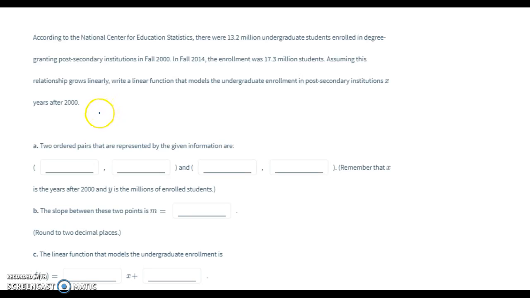Hi, I wanted to go over a few applications of linear functions from section 10. I've pulled a few problems from Top Hat, and this first one is one of the quick check problems within the reading.